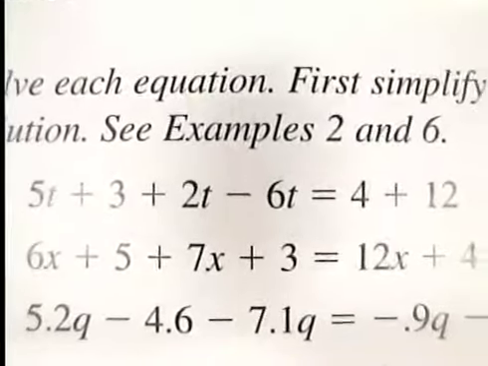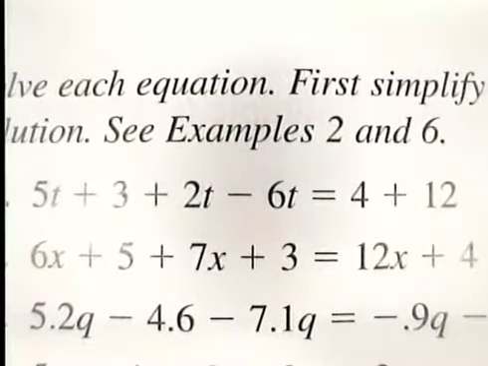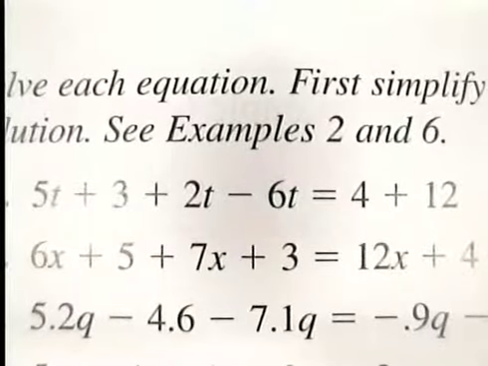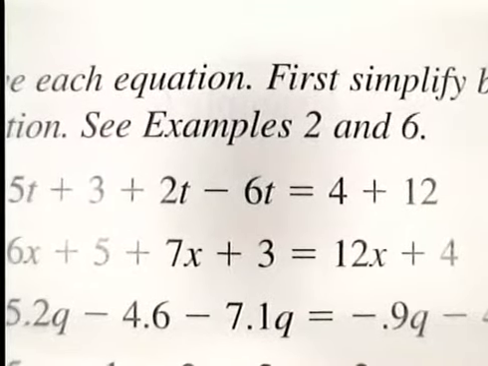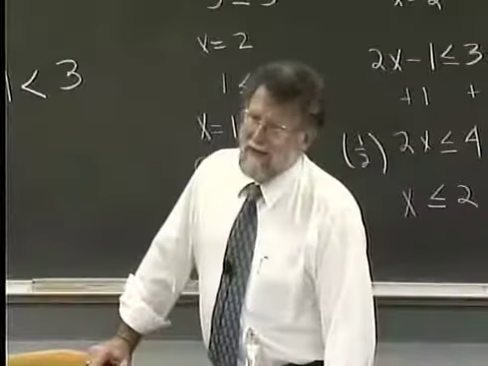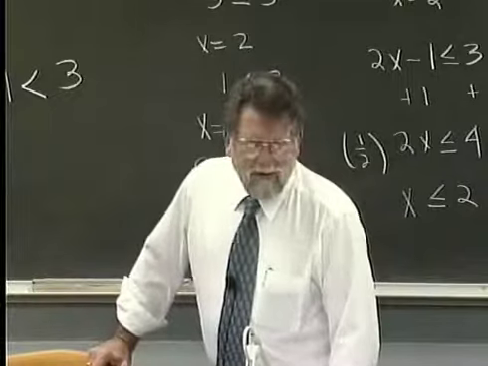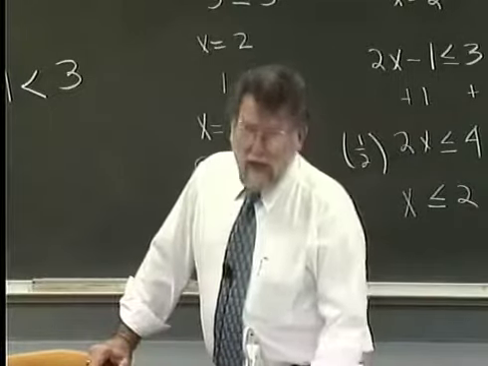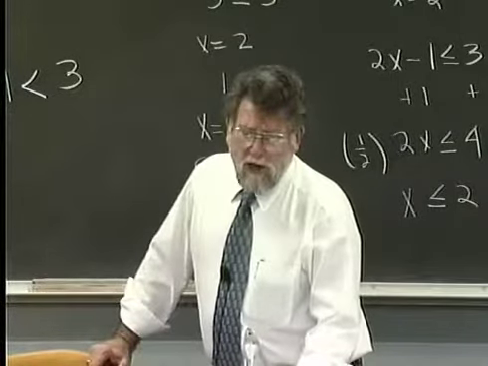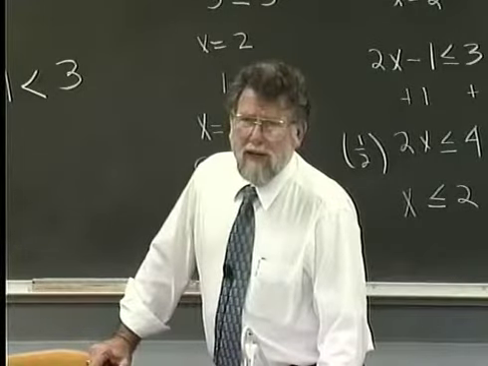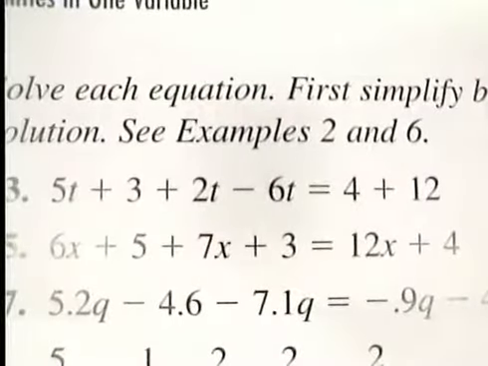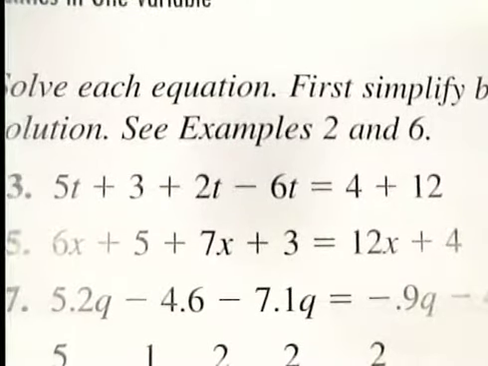Now that first one, I think I just have it all on the screen there. 5t plus 3 plus 2t minus 6t plus 4, equals 4 plus 12. Question, do you ever get equations like that? Or is this the author's effort to cause you a headache? In some ways, as we come back and look at the problem, it's an effort to give you a headache.